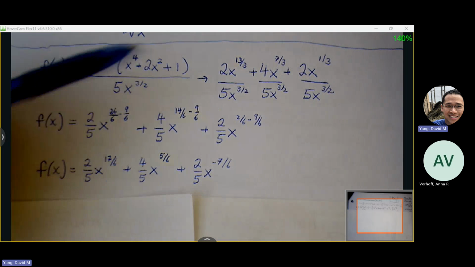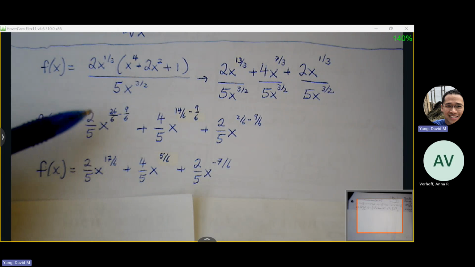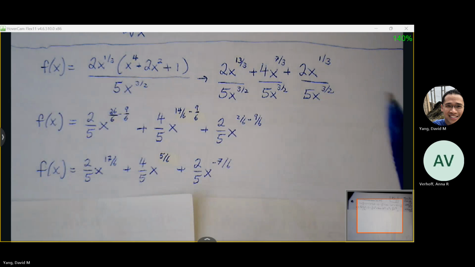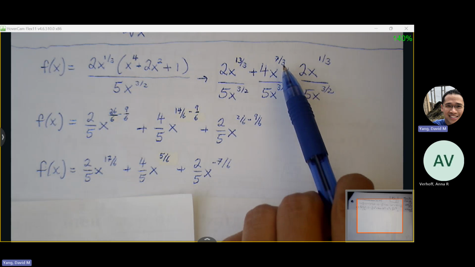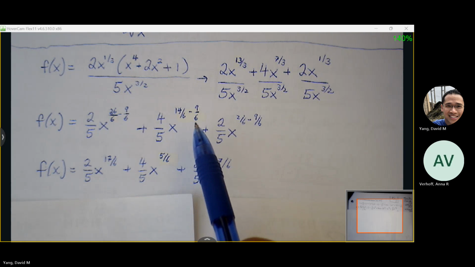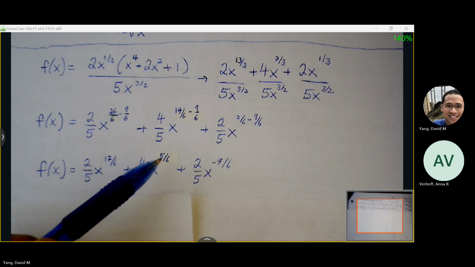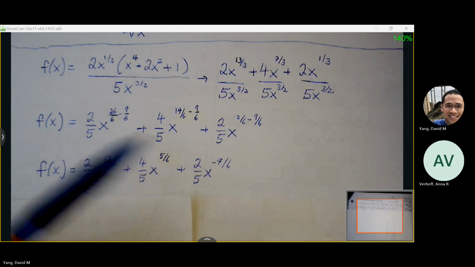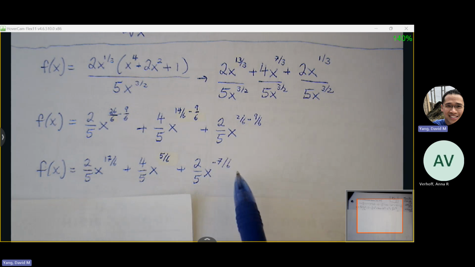And at the same time, I'm also making sure that I'm pulling out that coefficient so it doesn't get in the way of the variable. It just feels like a number in front. 7/3 minus 3/2 is the same thing as, again, 6 is my denominator. So 14/6 minus 9/6, which is 5/6. And then 1/3 minus 3/2 is 2/6 minus 9/6, which is negative 7/6.